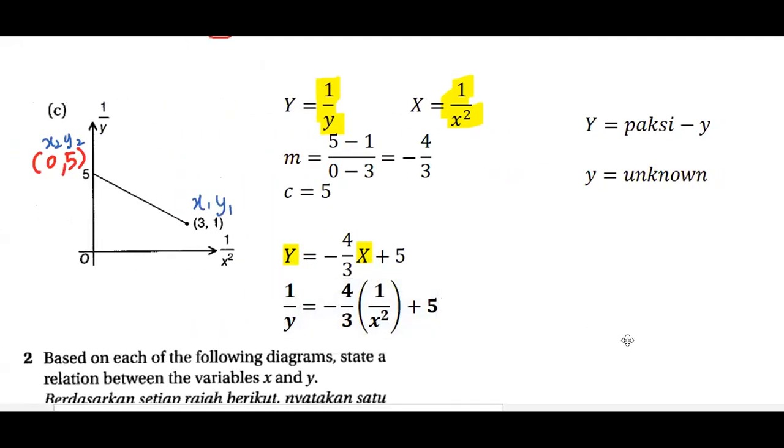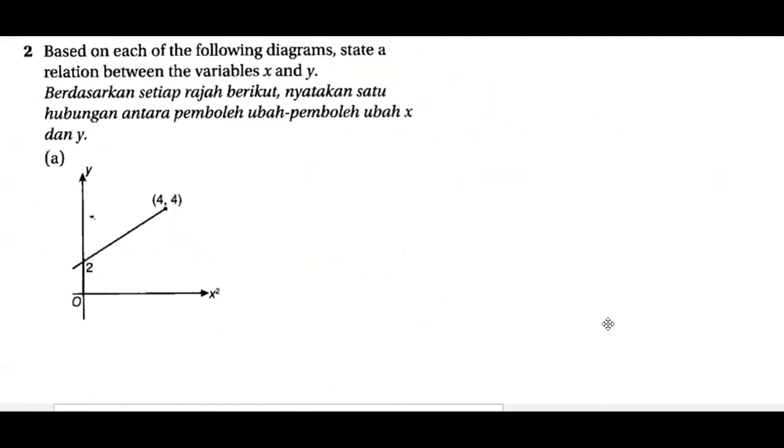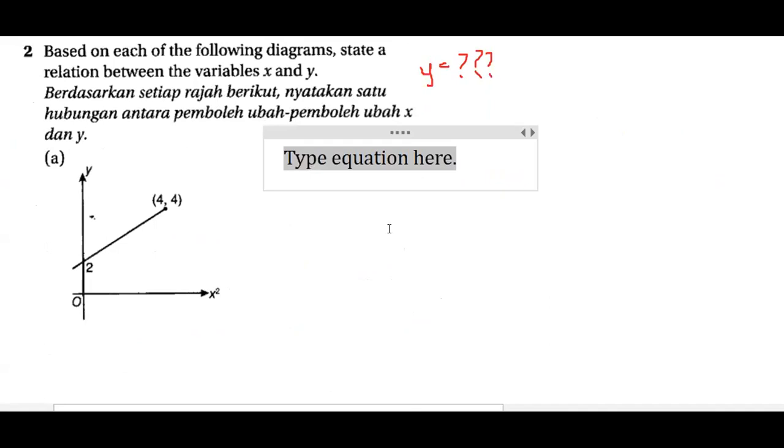Okay, we go to question 2. Now we upgrade a bit. It says, can you state the relationship between X and Y? What does this mean? What does it actually want? It wants y equals to what. They ask you, what is y equals to? So can we say y equals MX plus C? Can I do it like this? Why cannot?